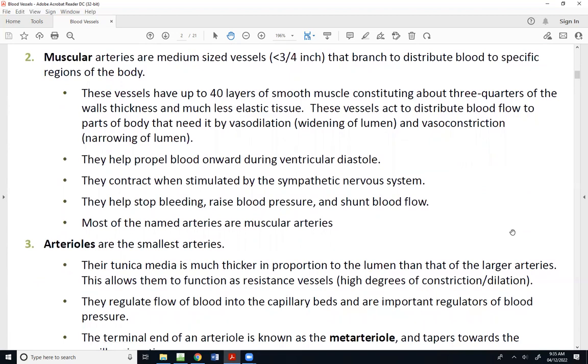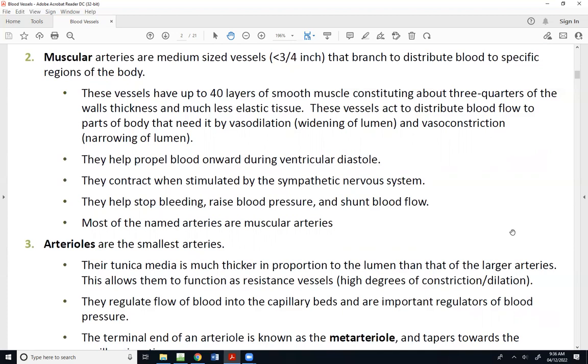Muscular arteries, medium-sized vessels, less than 3/4 of an inch, branch to distribute blood to specific regions of the body. These vessels have up to 40 layers of smooth muscle, constituting about 3/4 of the wall's thickness, and a lot less elastic tissue than what you saw for the elastic arteries. These are going to act to distribute blood flow to parts of the body that need it by performing vasodilation, which is where the lumen widens, and vasoconstriction, where it narrows. And we talked about that the other day.